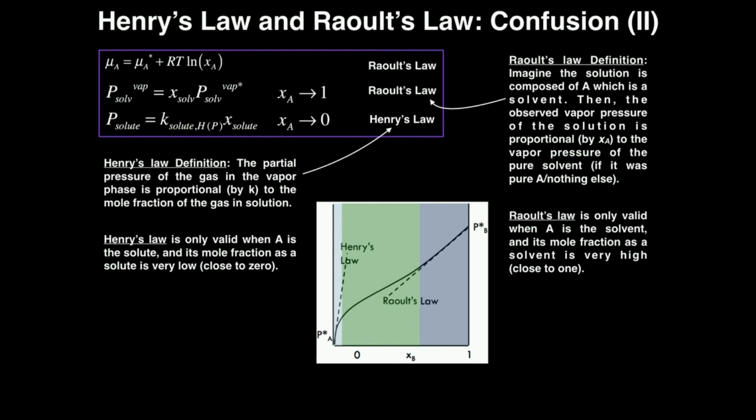Now, Henry's law is pretty straightforward in this form. We have the vapor pressure of the solute A equal to Henry's law constant times the mole fraction of that solute A, okay?